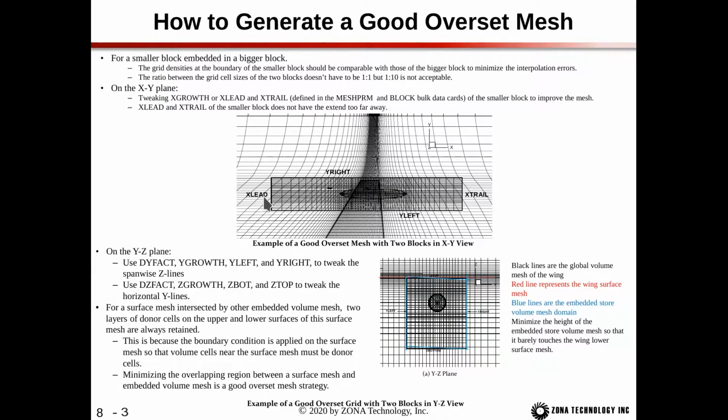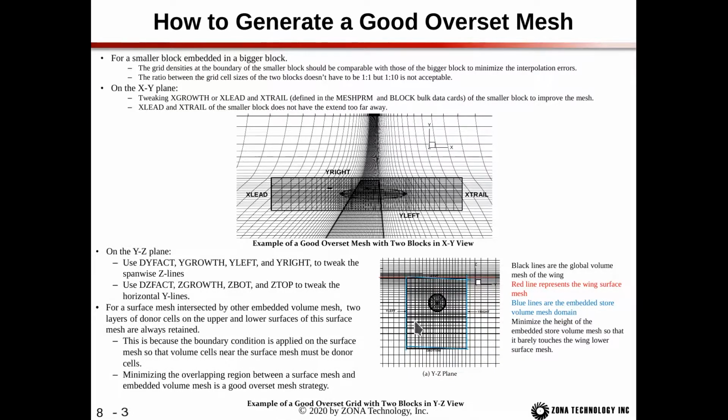Okay, moving on to the YZ plane, we can use DY FACT, Y growth, Y left, and Y right to tweak the span-wise Z lines, and use DZ FACT, Z growth, Z bottom, and Z top to tweak the horizontal Y lines. And for a surface mesh that's intersected by other embedded volume meshes, 2 layers of donor cells on the upper and lower surfaces of this surface mesh are always retained.